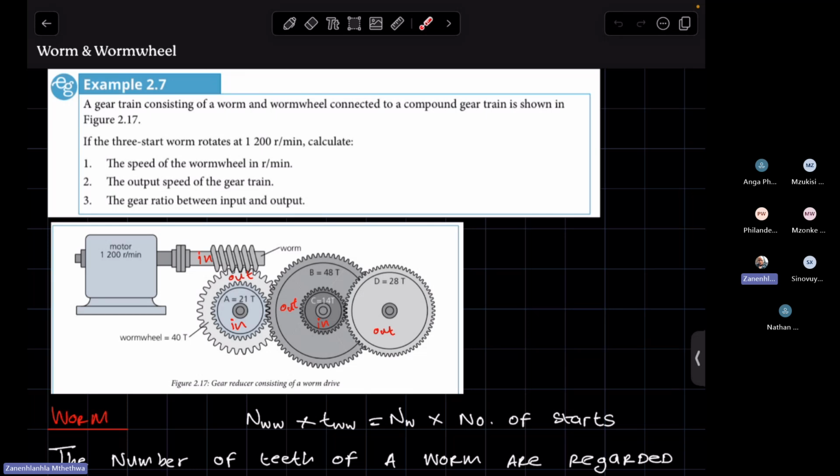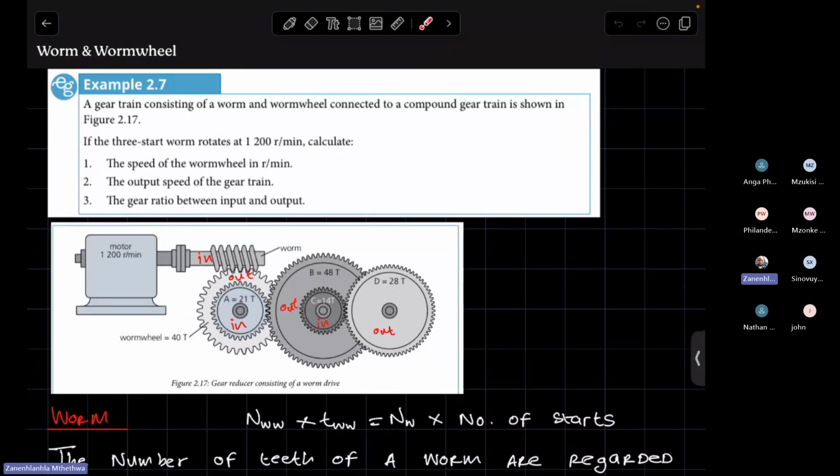Worm and worm wheels are essentially systems we use to increase a gear system's gear ratio or velocity ratio or its mechanical advantage. Now, the way we do that is the worm and worm wheel is a system we use in conjunction with a compound gear train. So you would have a compound gear train with however many gears that it has.